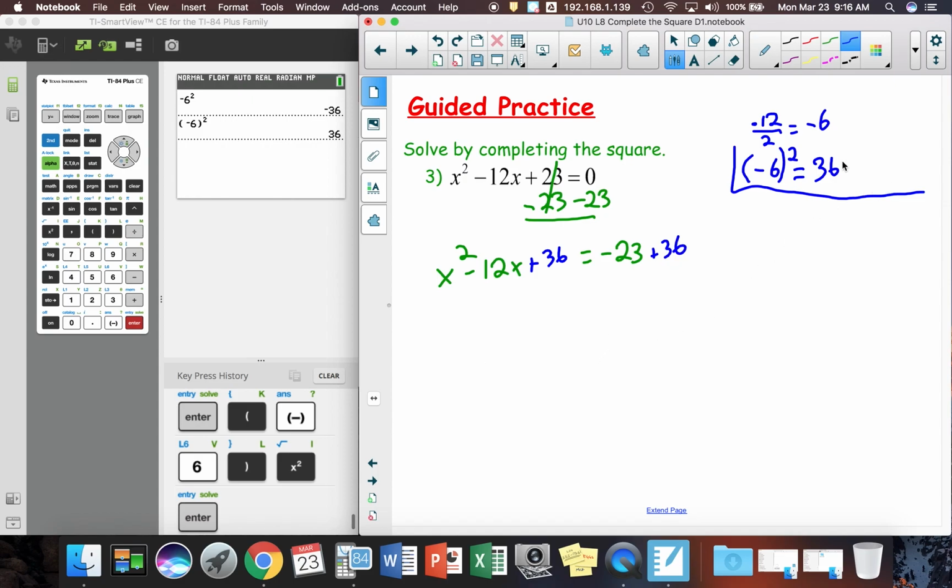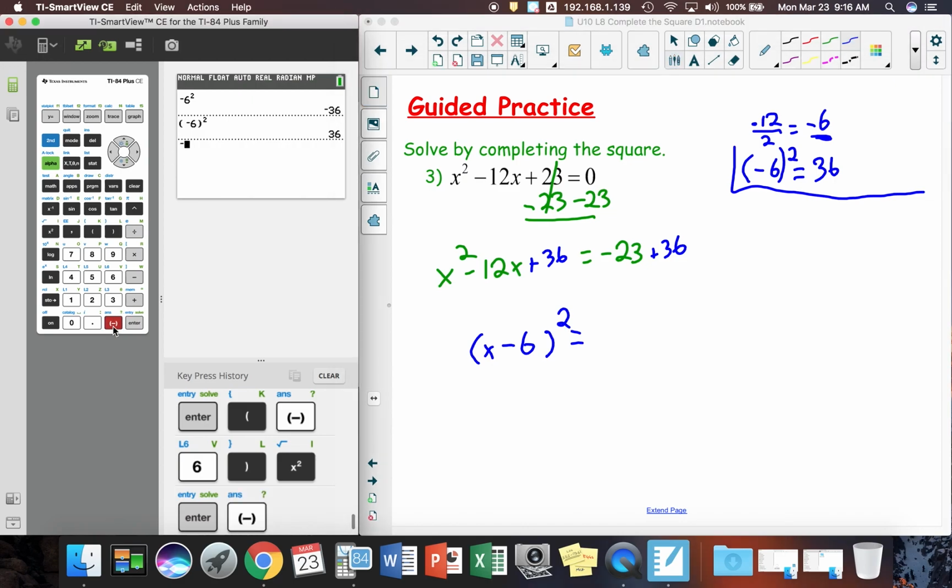Now I'm going to use that trick. I have a negative 6 over here, and as you can see, I can skip another step. I know that my final answer has to look something like this. I need to have parentheses, my variable inside here, some number, and then squared. All I have to do is rewrite this part and put negative 6 inside here. Easy every time. And on the right side, I'm left with negative 23 plus 36.